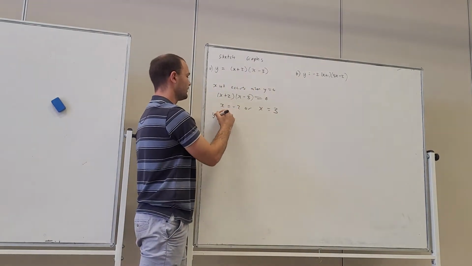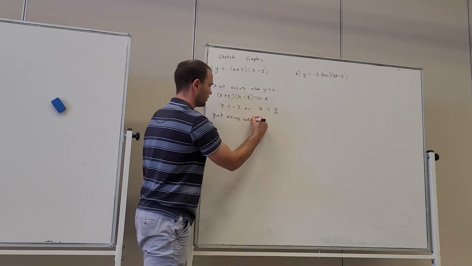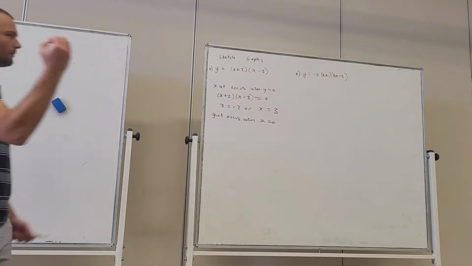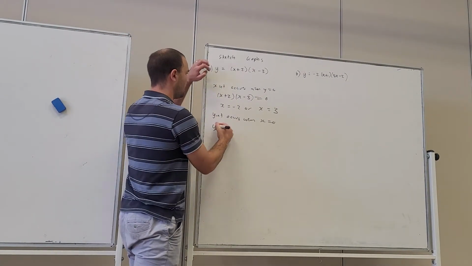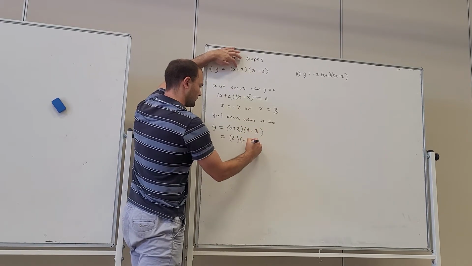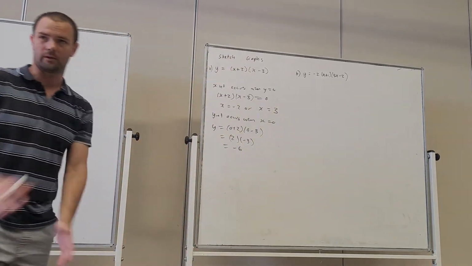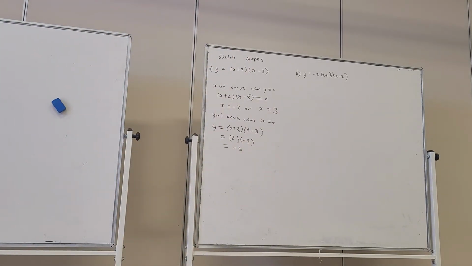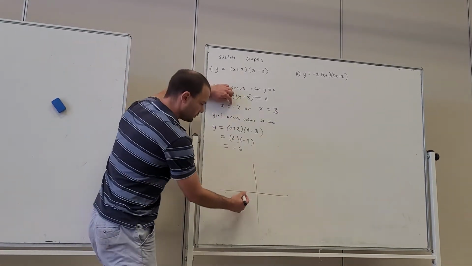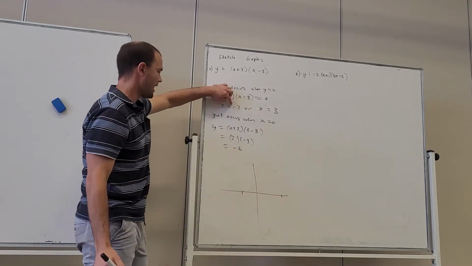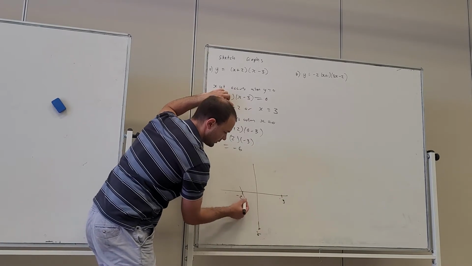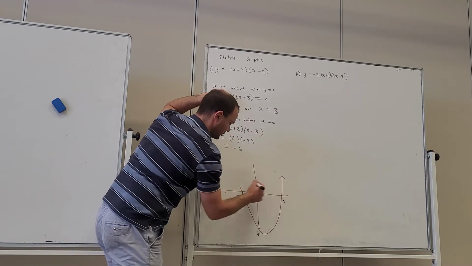We've got the x-intercepts. Then the y-intercept occurs when x is 0. So to find the y-intercept, we're going to put the number 0 everywhere there's an x. So we'll have y equals 0 plus 2 times 0 take 3. The y-intercept is minus 6. And we've got all of the information we could possibly need to put it on a graph. So on the Cartesian plane, we've got minus 2 and positive 3, and a y-intercept of minus 6. Alright, so it's going to look like that.